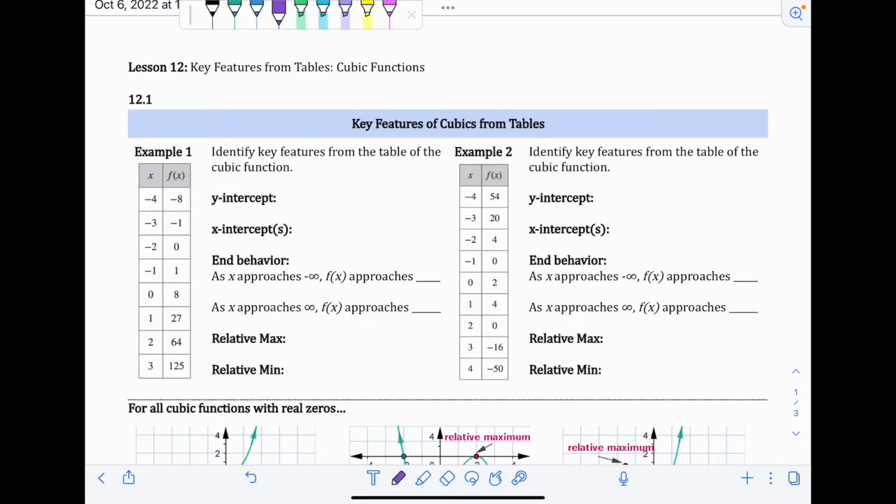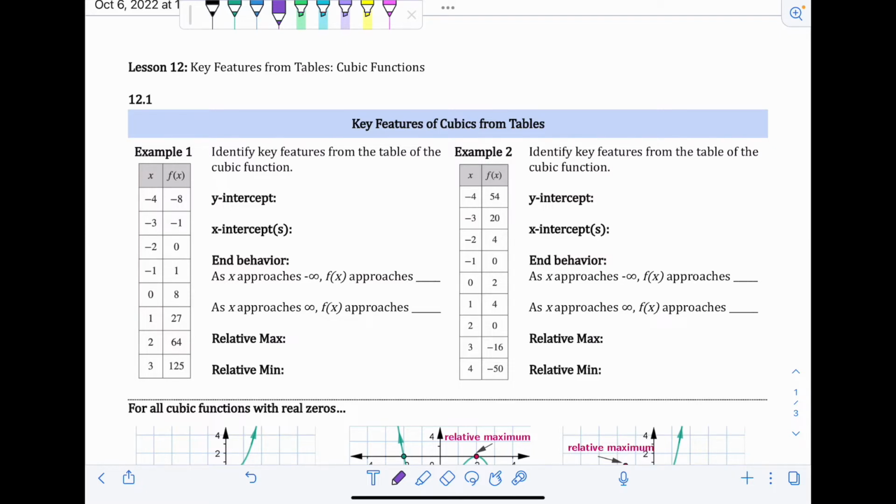Lesson 12 is key features from tables of cubic functions. So in lesson 11, we were looking at the graphs to find the key features. Here we're just going to be looking at the tables, and then in 12.2, we're going to be graphing from the tables. So example 1, identify key features from the tables of cubic functions. Key features like intercepts, end behavior, and then relative max and min.